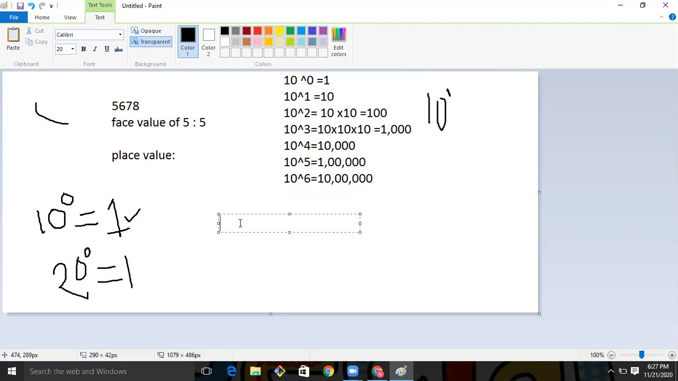Right. Now, very important children. This is our number. Listen carefully. 5, 6, 7, 8 is our number. Okay, right. So this is our number. Now I want to find out the place value. Very important, please listen carefully. Now I want to find out the place value of 8.